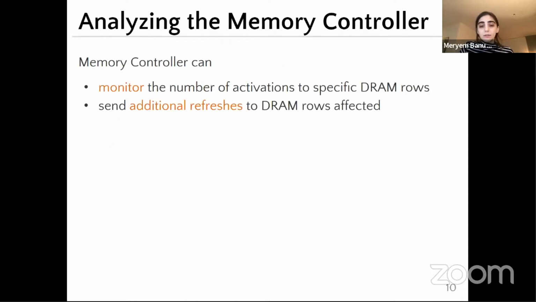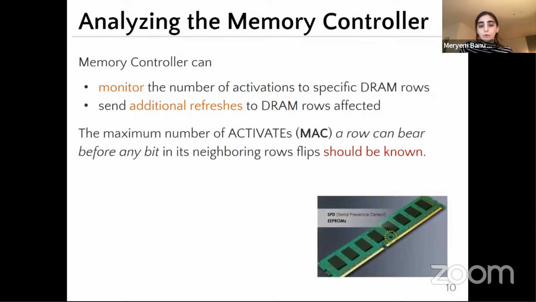It makes sense to mitigate RowHammer inside the memory controller, as the memory controller can monitor the number of activations to specific DRAM rows, and can send additional refreshes to the affected DRAM rows. But it has to know the maximum number of activations, referred to as MacValue in the presentation, that the DRAM module can handle before a bit flip, to be able to perform these actions.